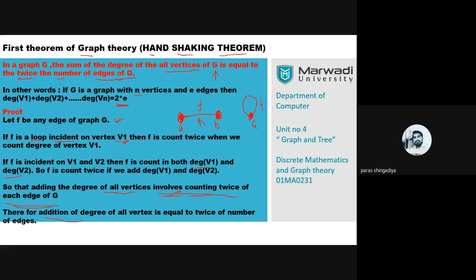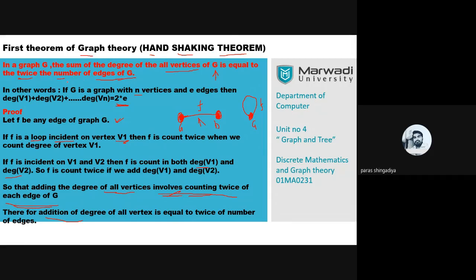In the exam, it is asked in two ways. One: state and prove the first theorem of graph theory. State and prove the first theorem of graph theory carries 6 to 8 marks. So in such a case, you have to write its statement first, and then its proof. Clear? Otherwise, it is also asked as state and prove the handshaking theorem. It is another name for that.